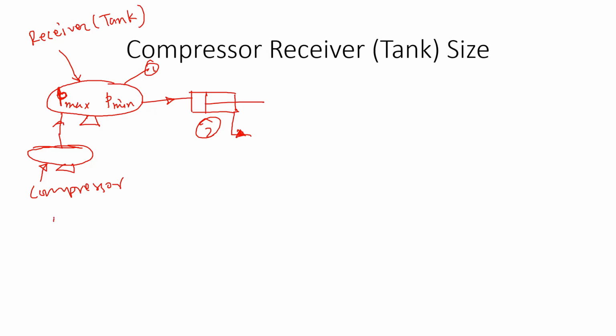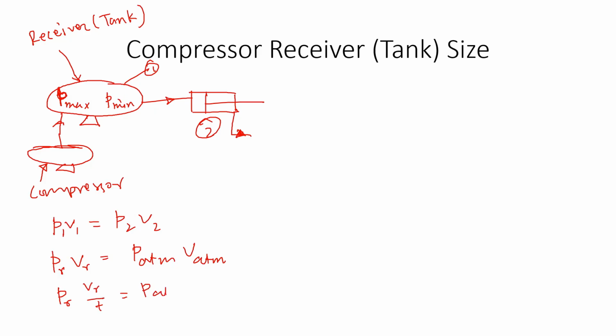If we write Boyle's law, P1 V1 is equal to P2 V2, we can change that. 1 is basically the receiver, so we can say PR VR is equal to, and 2 is basically the atmosphere, so P atmosphere V atmosphere. Instead of volume, typically for a compressor we are interested in flow rate. So we can simply do VR divided by T, and P ATM V ATM divided by T.